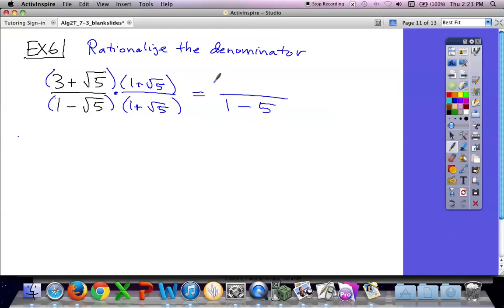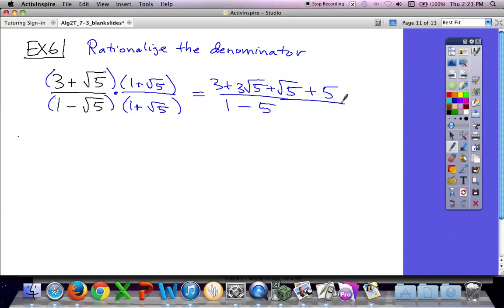In the numerator, we need to multiply all 4 terms. That'll be 3 plus 3 root 5 plus root 5, and then the square root of 5 times the square root of 5 is 5.